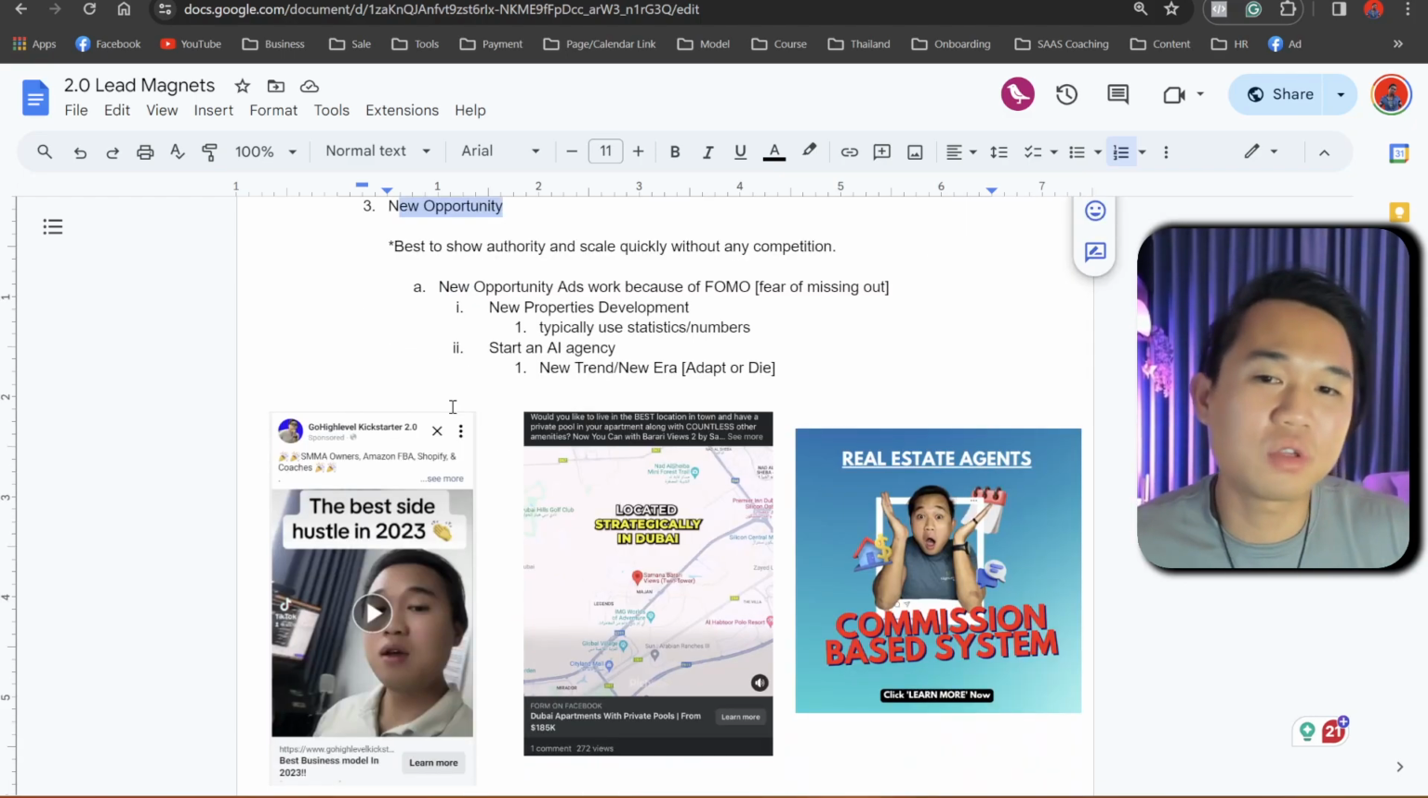We actually use this ourselves, right? The hybrid SaaS model, no one is doing it. No one is really doing the hybrid SaaS model.